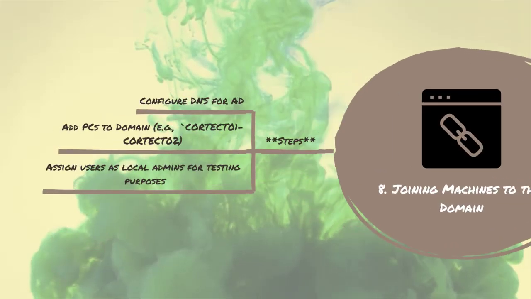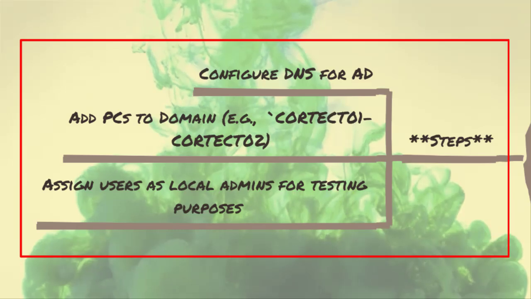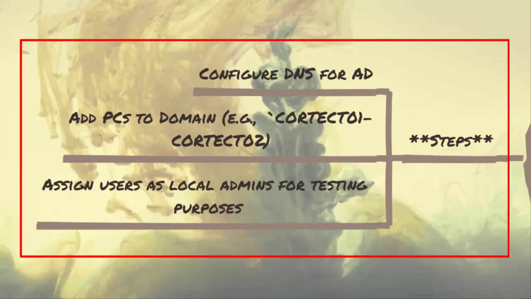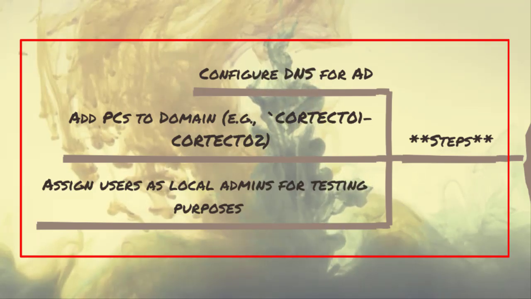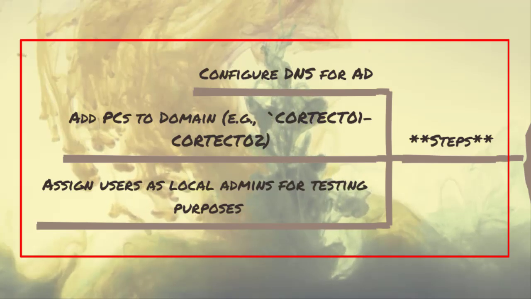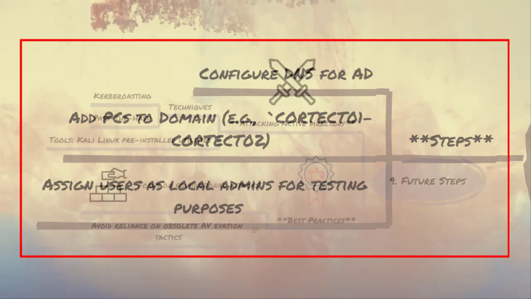Joining machines to the domain. Each Windows machine in the lab is joined to the domain. Once connected, users can log in using their domain credentials. For example, if your domain is mycompany.local, a user like JDoe can log in with a simple password. This setup mirrors the real-world scenario where domain credentials grant access across the network.